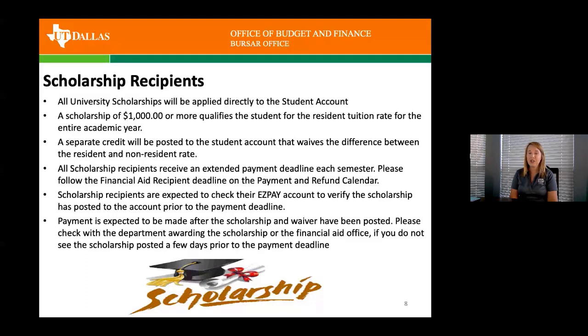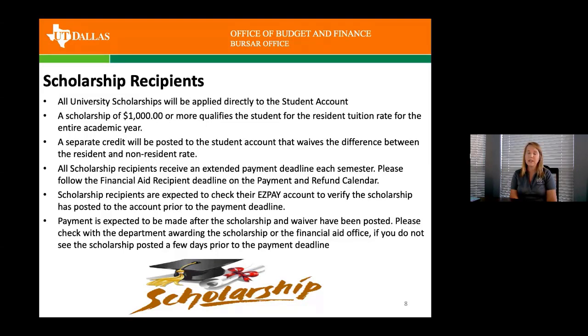We do get a lot of questions about scholarship recipients. Some of you may be receiving a scholarship from the university. All university scholarships will automatically be applied directly to your student account. That doesn't go to you and then you're responsible for paying. That will be applied to your account, so you don't have to worry about getting that money and applying it to your account on your own. If you do receive a scholarship of $1,000 or more, that does qualify you for the resident tuition rate.